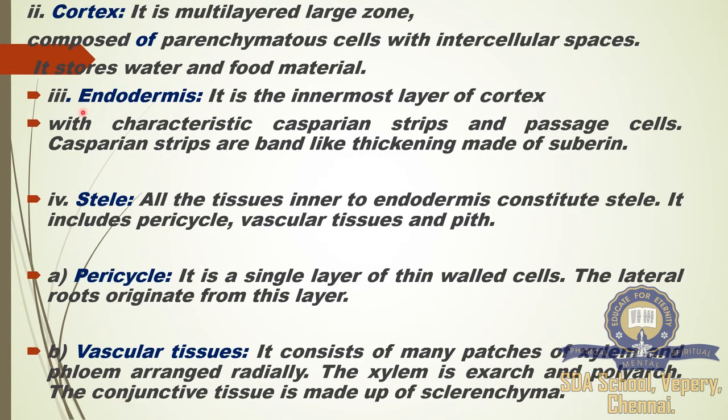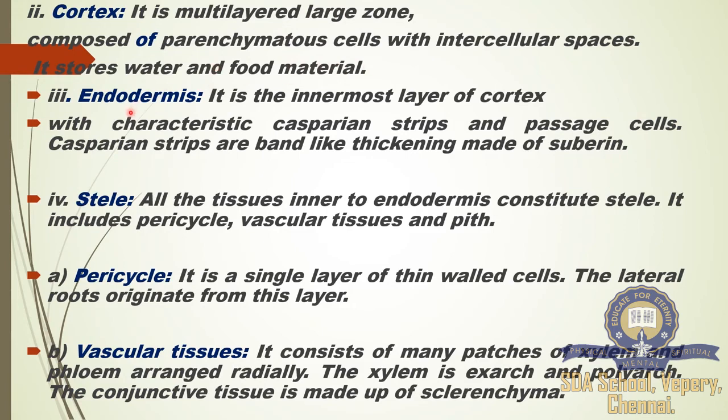Next part we have is cortex. It is a multi-layered large zone. Multi means many layers are there. It is composed of parenchymatous cells with intercellular spaces. It stores water and food materials. So cortex is the next layer after the epidermis, storing water and food materials.